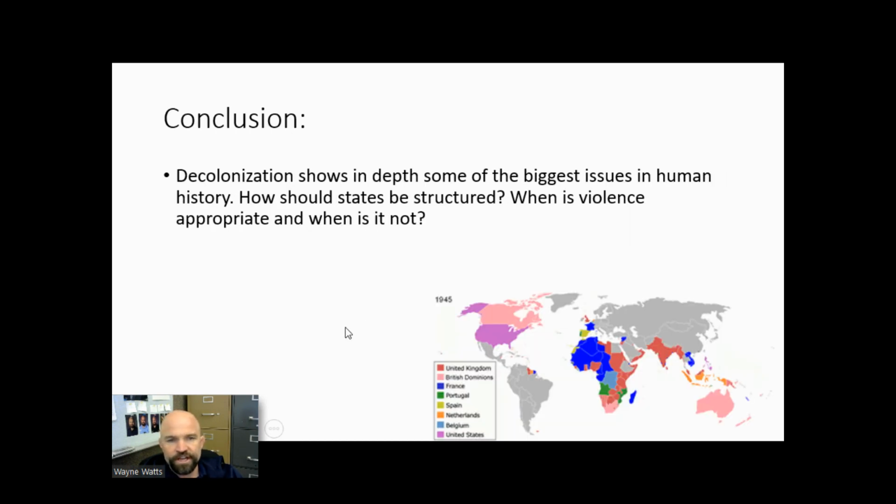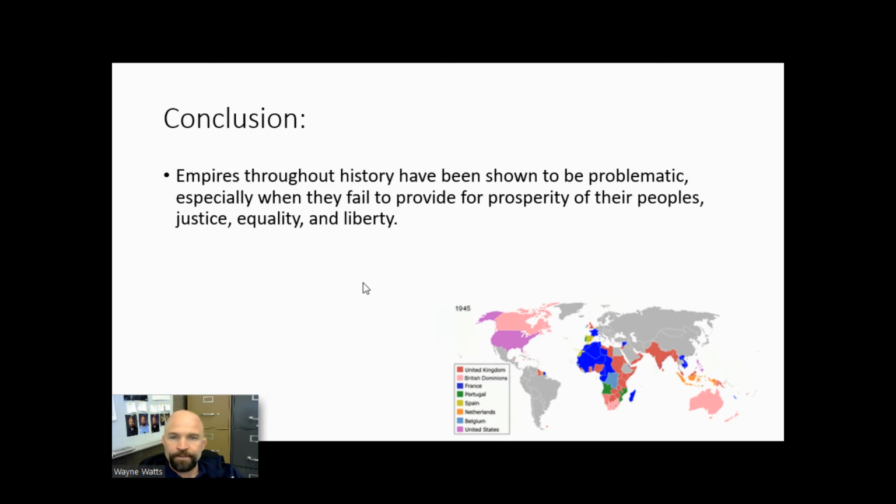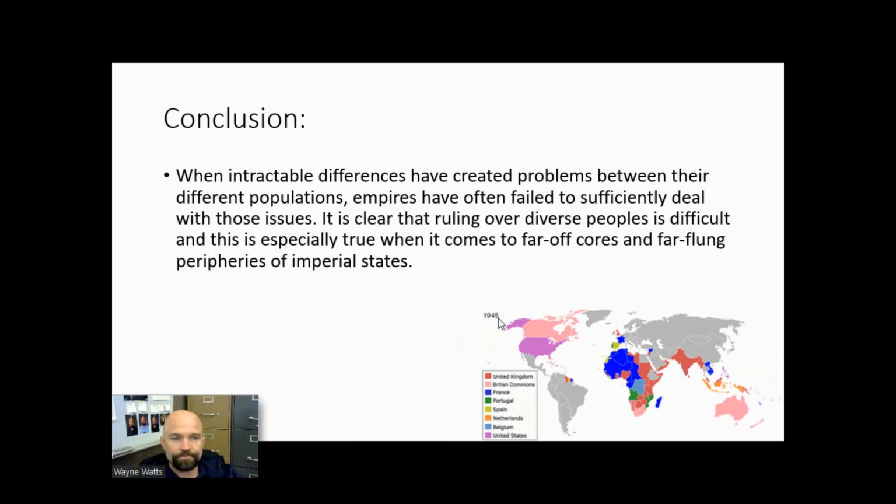So, in conclusion, decolonization shows in depth some of the biggest issues in human history. How should our states be structured? When is violence appropriate? When is violence not appropriate? Empires throughout history have been shown to be problematic, especially when they fail to provide for the prosperity of their peoples, justice, equality, and liberty, and those types of things. When intractable differences have created problems between their different populations, empires have often failed to sufficiently deal with those issues.